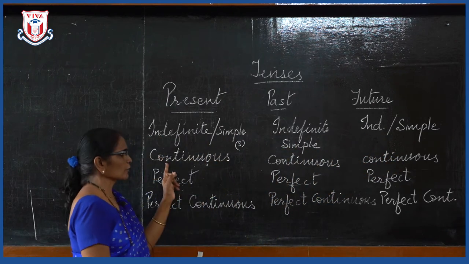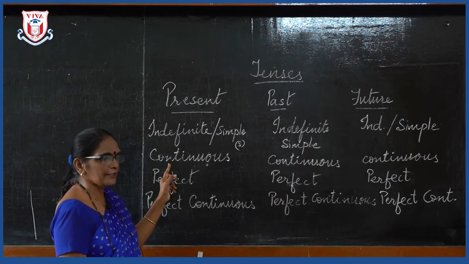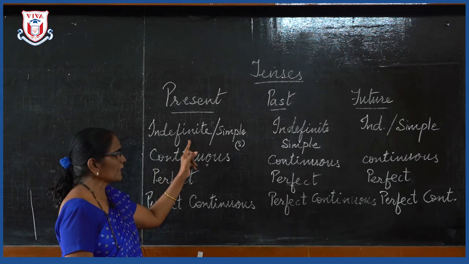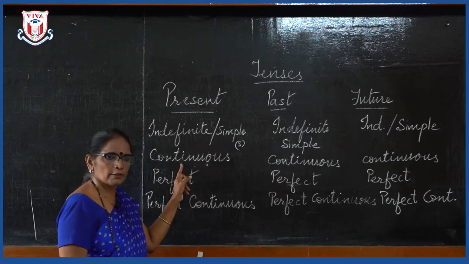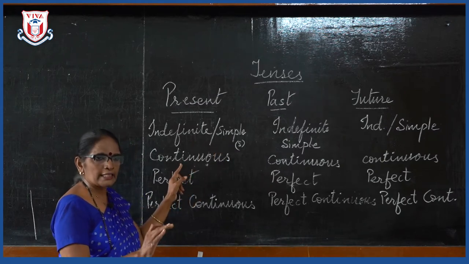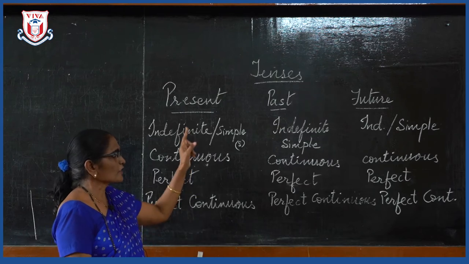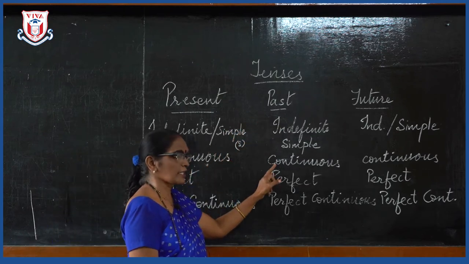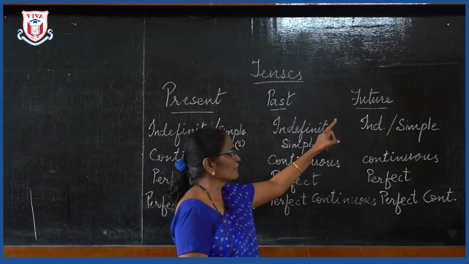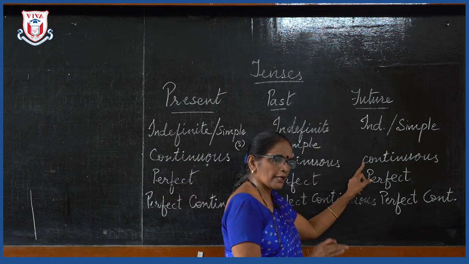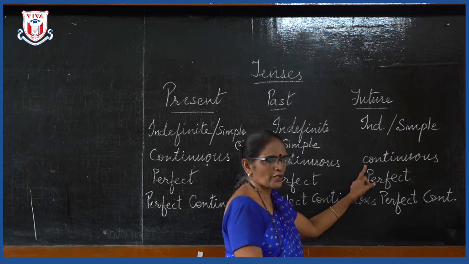Now we come down to the second part of it, that is continuous tense. Now Payal eats vegetable is the simple tense. Now continuous tense will be Payal is eating vegetable. Now same thing for the past tense, I will say Payal was eating vegetables. And future continuous tense, Payal will be eating vegetables.